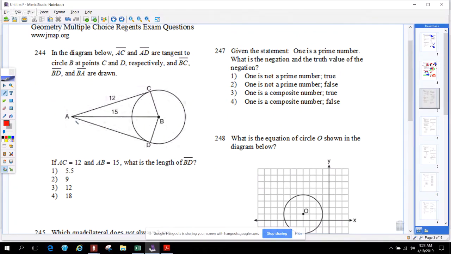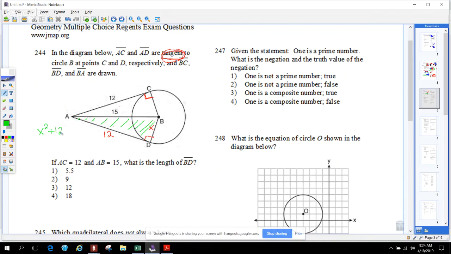Question 244. It tells us that these are tangent. Tangent is huge. Anytime you have tangents, you have 2 things. You have equal measures. So because this is 12, this also has to be 12. And you also have right angles. It wants us to know if this is 12, this is 12, this is 15, what's the length of here? Now all we have is a right triangle. How do we find the missing side? Well, we don't have an angle measure, so we're not going to do SOHCAHTOA. We're going to do the Pythagorean theorem.